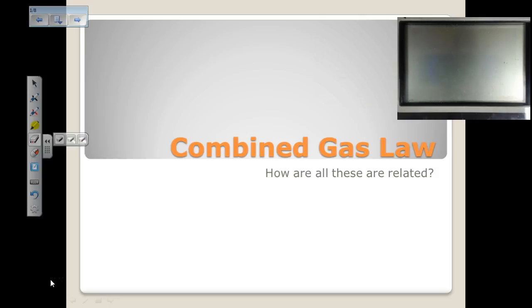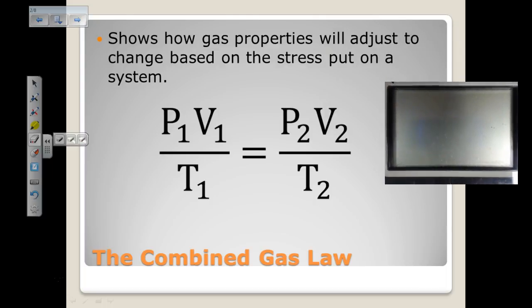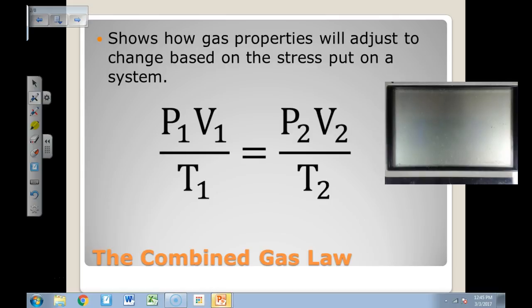So the combined gas law is a mathematical formula. I'll bring it up here, and what it does is it shows how the properties of a gas, pressure, volume, temperature, will change to compensate for a stress that's put on the system. And so here, what we have is one set of conditions.